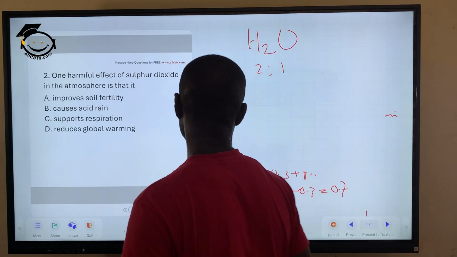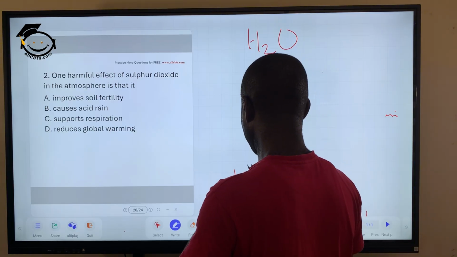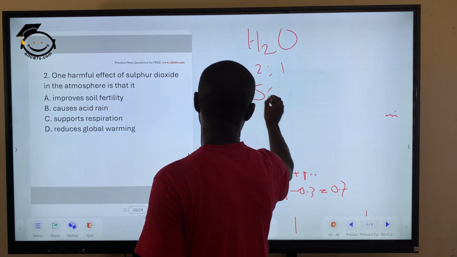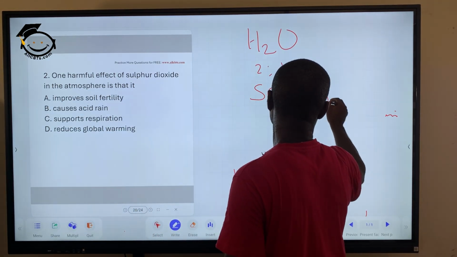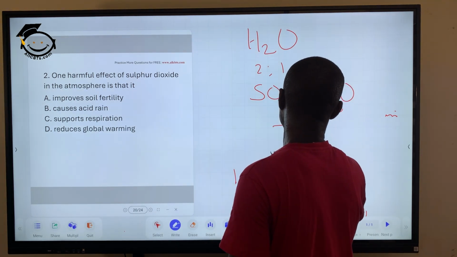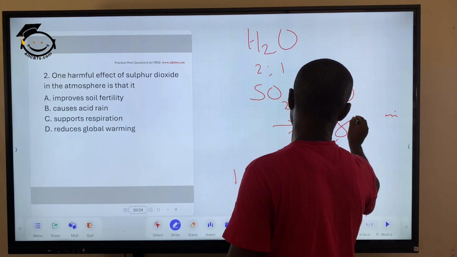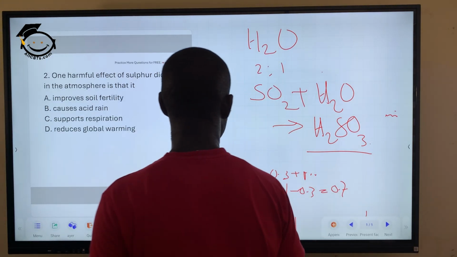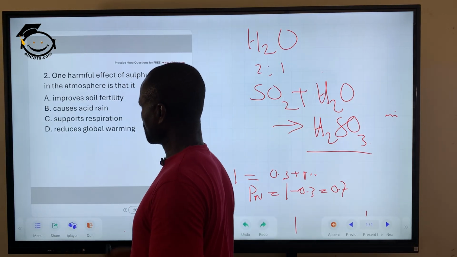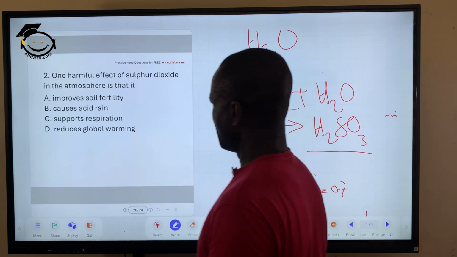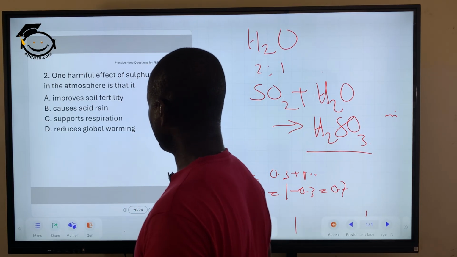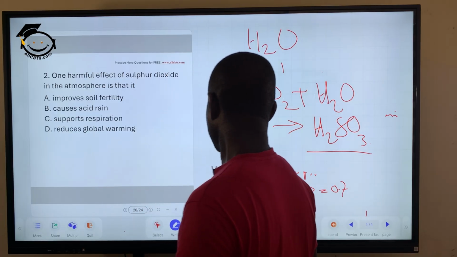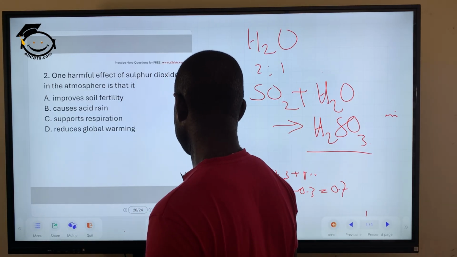Causes acid rain here. Sulfur dioxide combined with water vapor, let's say this is SO2 plus water, forms what's called acid rain, H2SO3. This is an acid, which falls back as acid rain, constituting a pollution to the environment. Support respiration, no. Sulfur dioxide will never support respiration. It's not oxygen. So it reduces global warming, no way. So the correct answer is B. It causes acid rain.